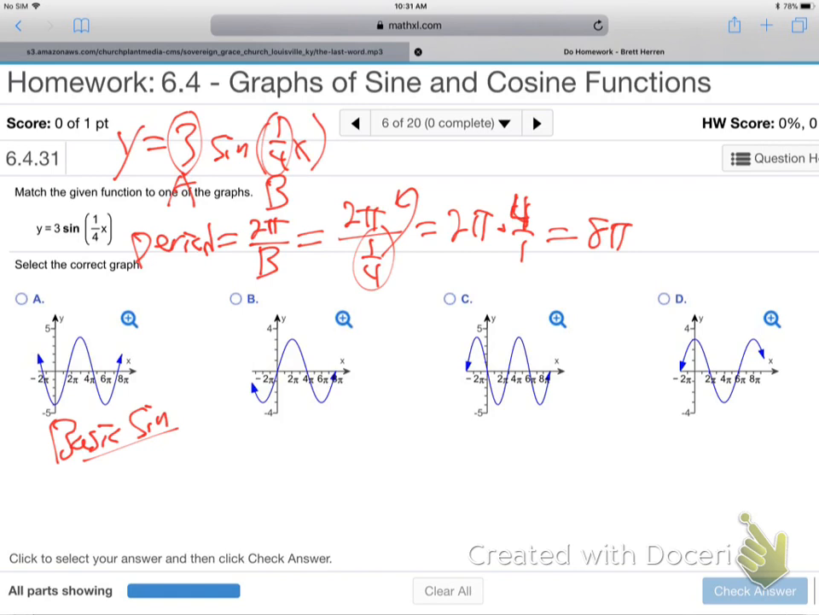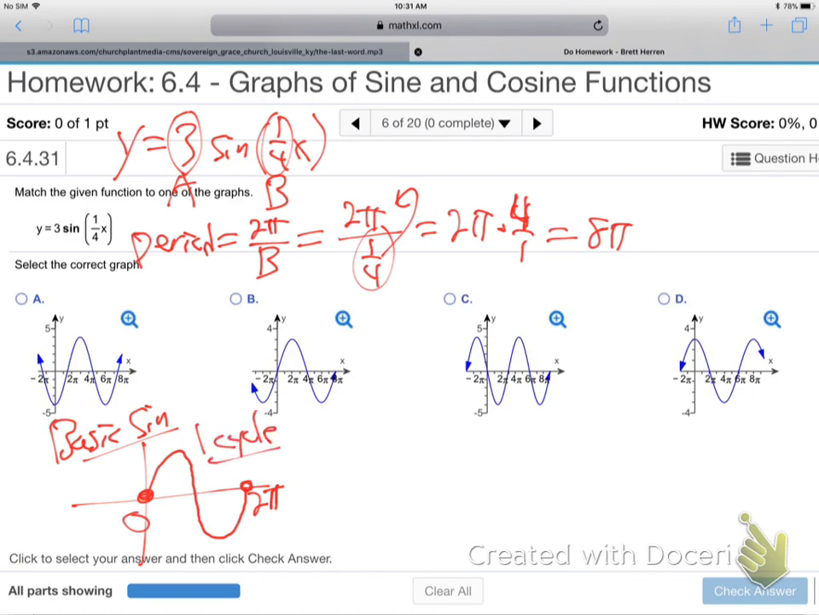So what's the basic sine graph look like? Where does sine start? Right at 0. He goes up, down, and back by 2 pi. The basic one does. That's the basic sine graph. So you want to know, first off, the basic sine. That's one cycle of the basic sine graph.